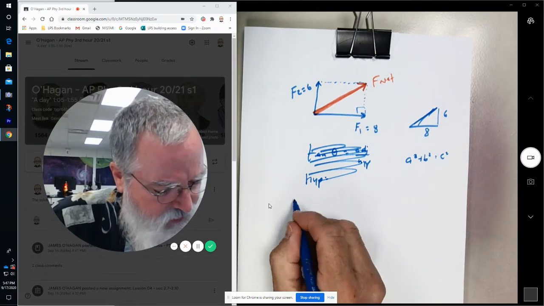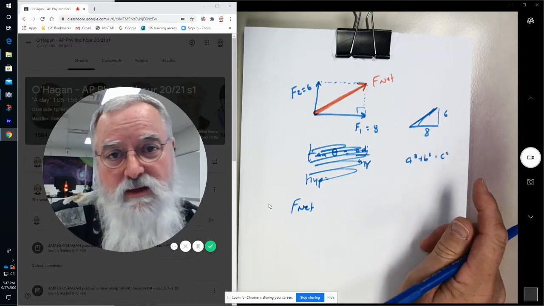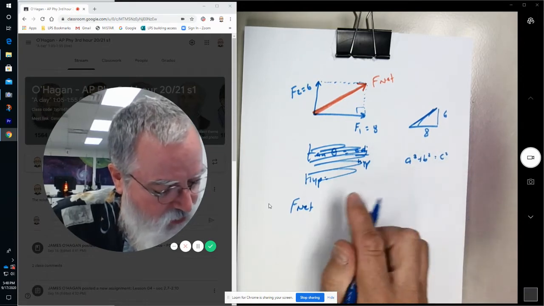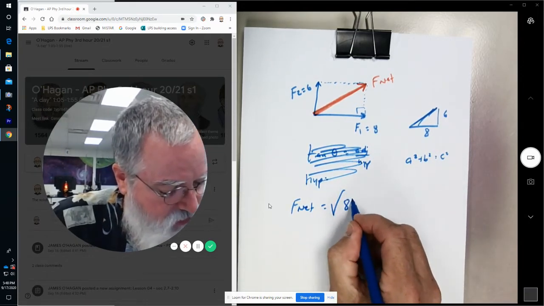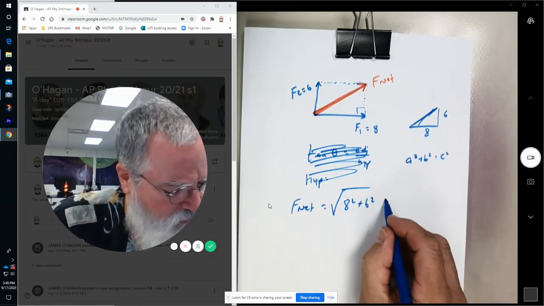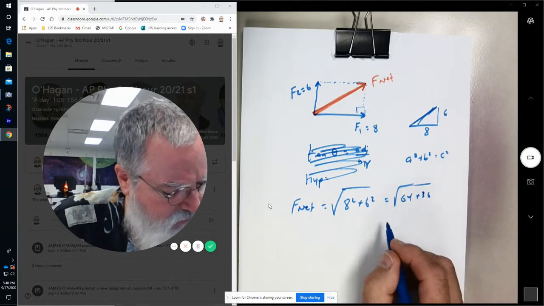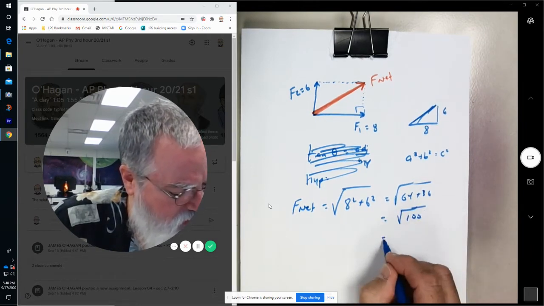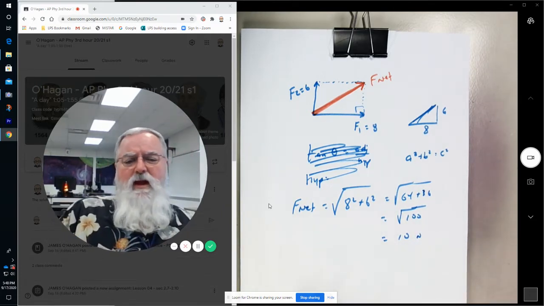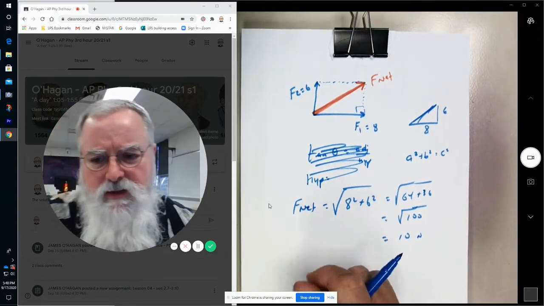Let's use this. Force net is like the C side of a right triangle. So if I want to just get the C side, square root everything, equals the square root of 8 squared plus 6 squared. All right, so what's this going to be? Square root of 64 plus 36 equals square root of 100 equals 10. Just like we said it was. 10 newtons. And I knew what the answer was going to be because it's a 3, 4, 5 triangle, but I just puffed it up on steroids.